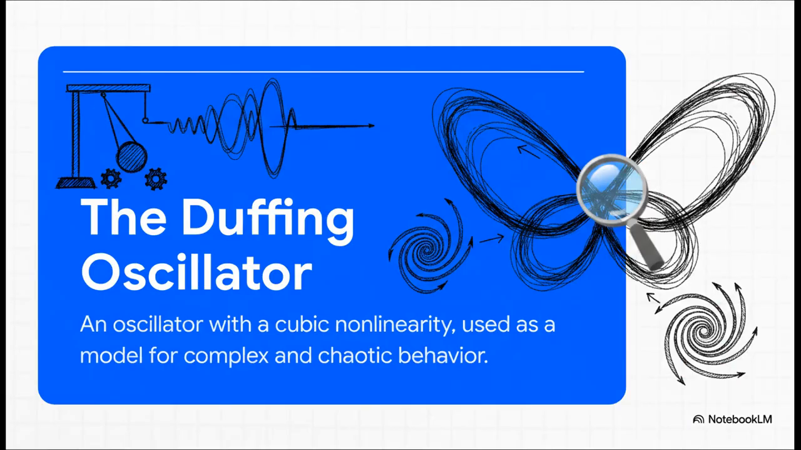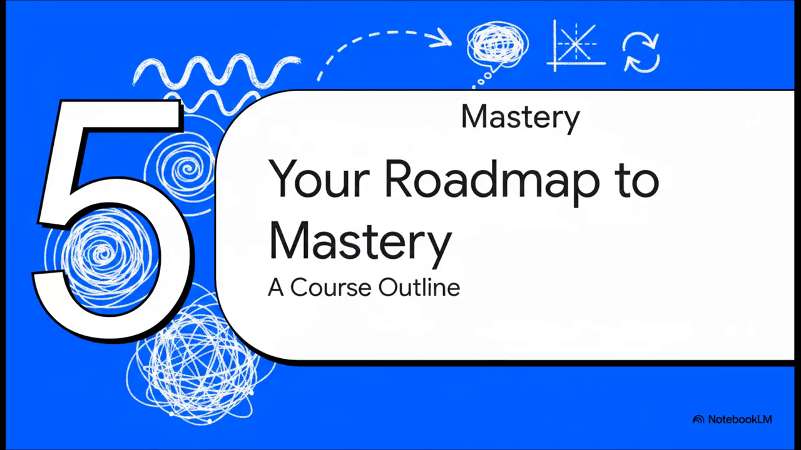And the equation that generates this astonishing complexity? Well, it's deceptively simple. The Duffing oscillator is really just a basic mass spring system with one little extra term, a cubic nonlinearity. That tiny change is enough to unlock this entire universe of rich, chaotic behavior. It's the classic example of how simple rules can generate infinite complexity. Okay, wow. We've seen linear systems, we've seen limit cycles, we've even dipped our toes into chaos. It's a lot to take in.